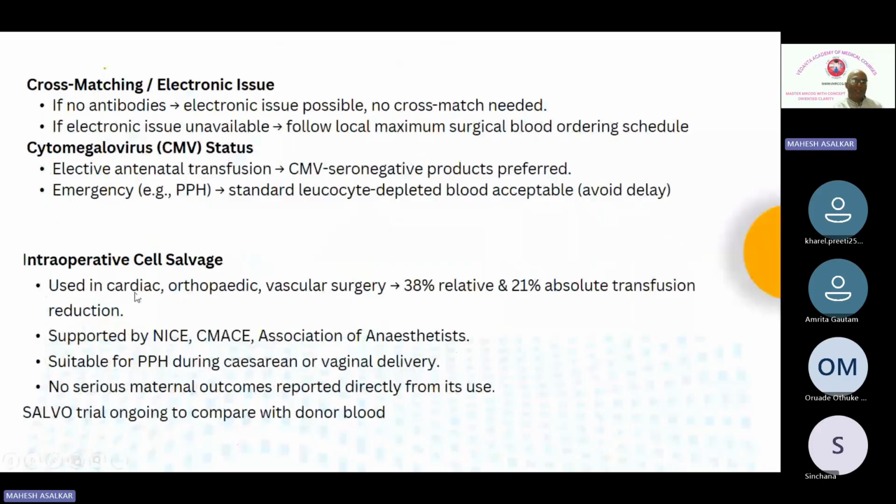Intraoperative cell salvage is used in cardiac, orthopedic, and vascular surgery. It reduces the blood transfusion rate by around 30%, and a 21% absolute transfusion reduction rate is seen.